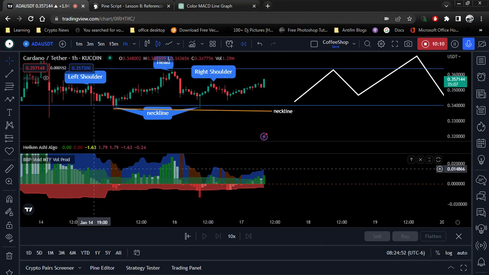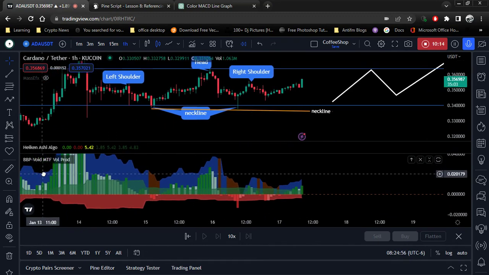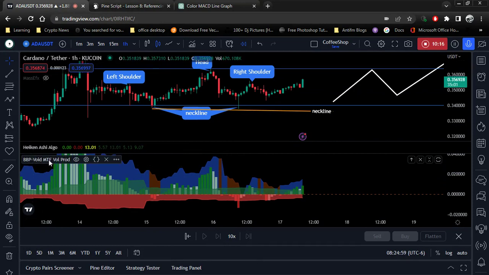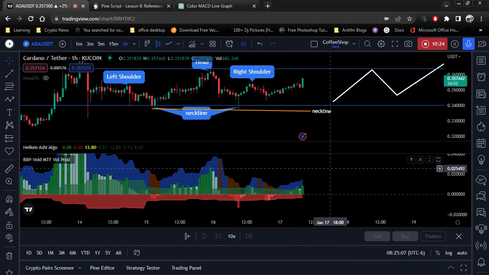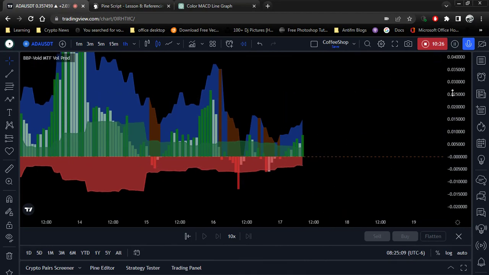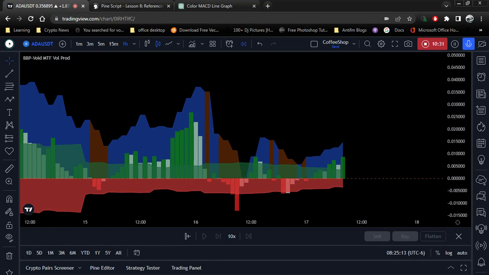And this is the new version of the bull bear power void MTF volume. All right, it says prod for production because I have not released it yet. But this is now showing you volume on 2 time frames at the same time, okay? Blue is for the upward volume, red is for the downward volume.